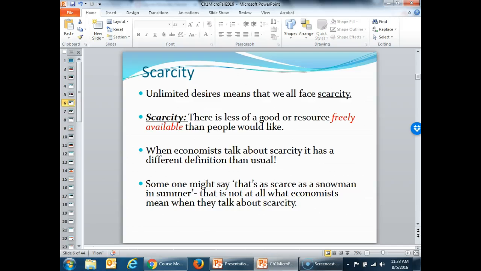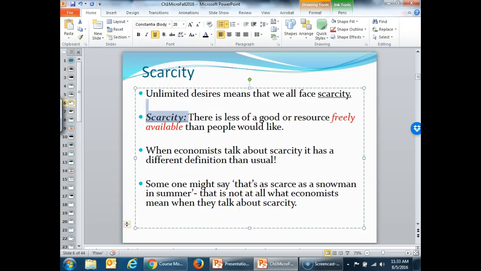Now, scarcity is not what you usually think about. Scarcity means, wow, a purple unicorn, now that's scarce. Well, that's not at all what economists mean. What economists mean is that we have this idea of scarcity.